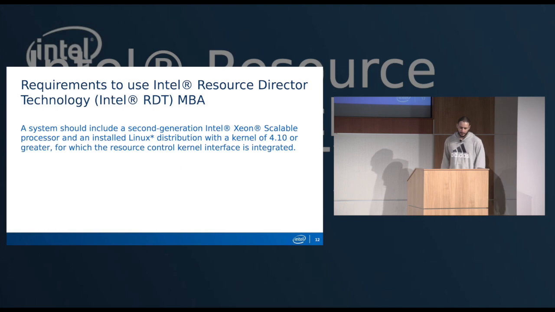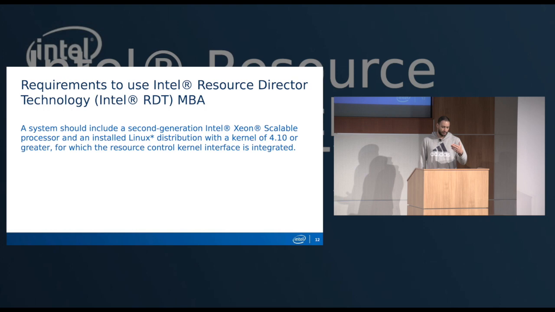And the requirements for Intel RDT, for the memory bandwidth allocation, or actually for all of them, cache monitoring technology, cache allocation technology, and memory bandwidth monitoring technology, you'll need a Linux kernel of 4.10 or greater. That has a kernel interface baked in, so you'll be able to talk to a virtual file system, so you can read and write essentially your config settings.